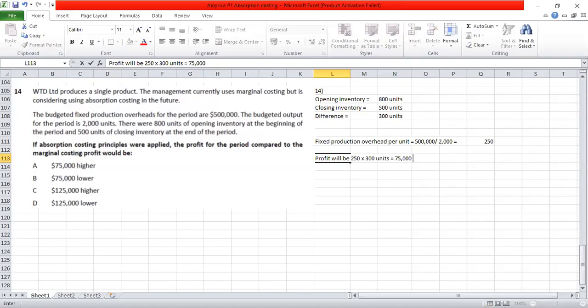The question asked is the profit for the period compared to the marginal costing profit. Will the marginal costing profit be higher or lower? The absorption costing profit is 75,000 lower than the profit as per marginal costing.